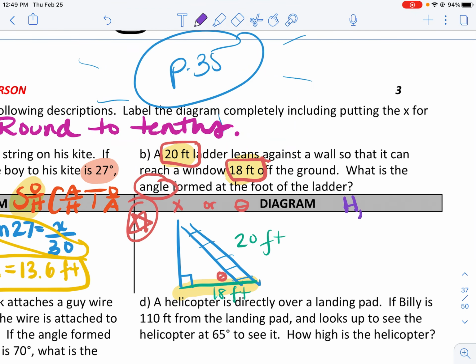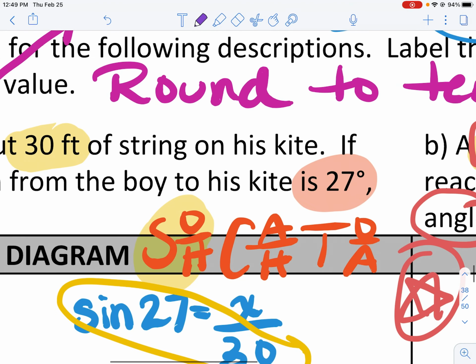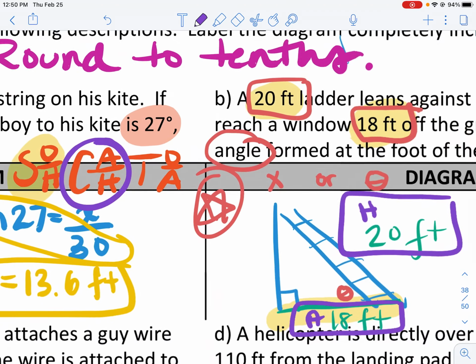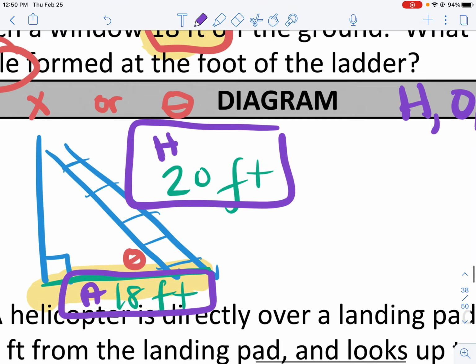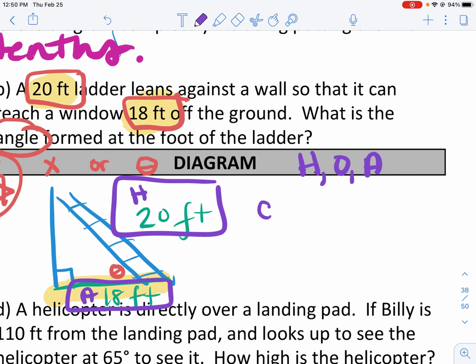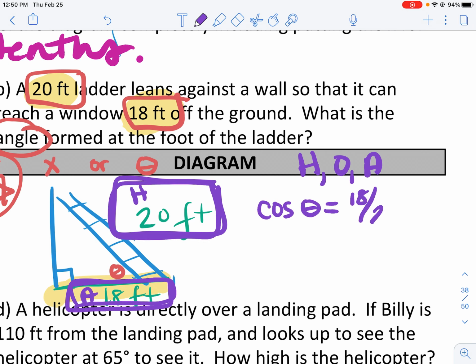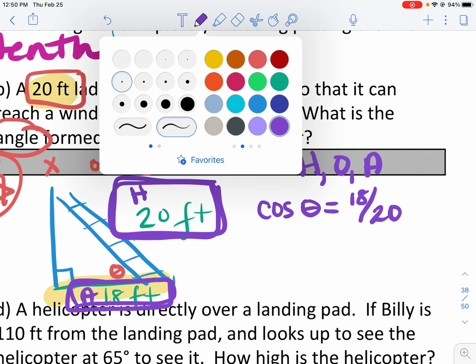We're going to do our H, our O, and our A. Our H is 20 feet. Our A is 18 feet. So looking back at SOHCAHTOA, we have our C and our A. So we're going to use cosine. Cosine of theta equals A over H, 18 over 20.